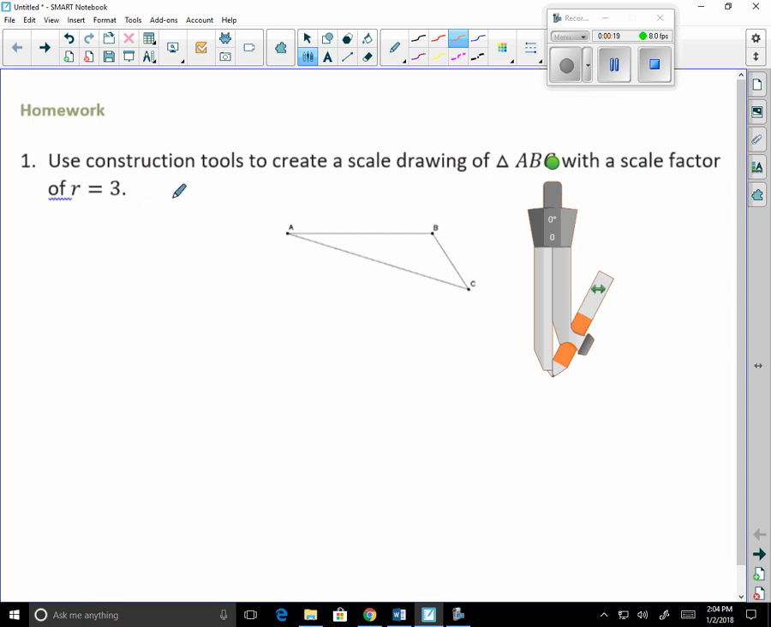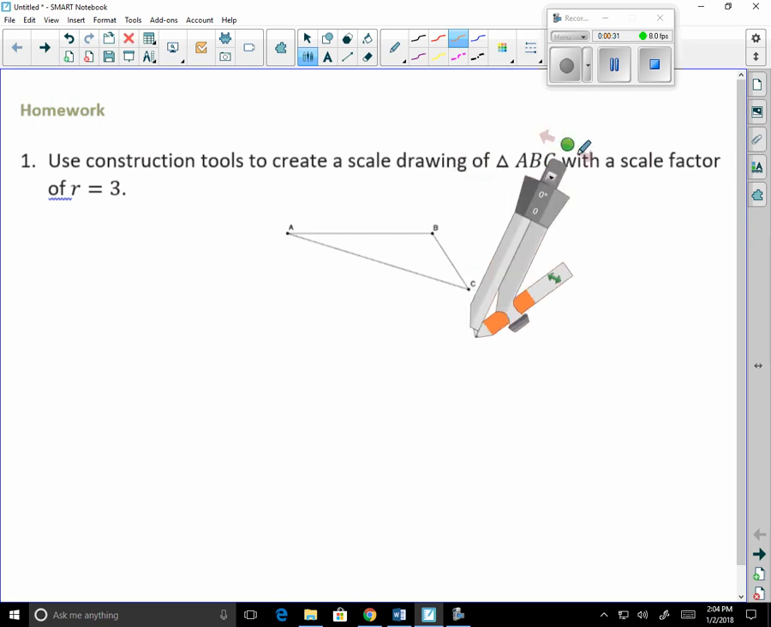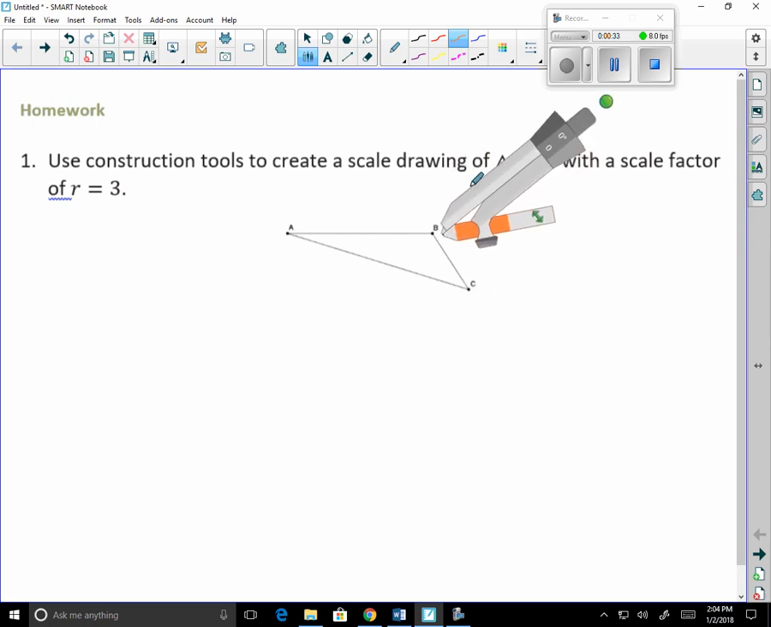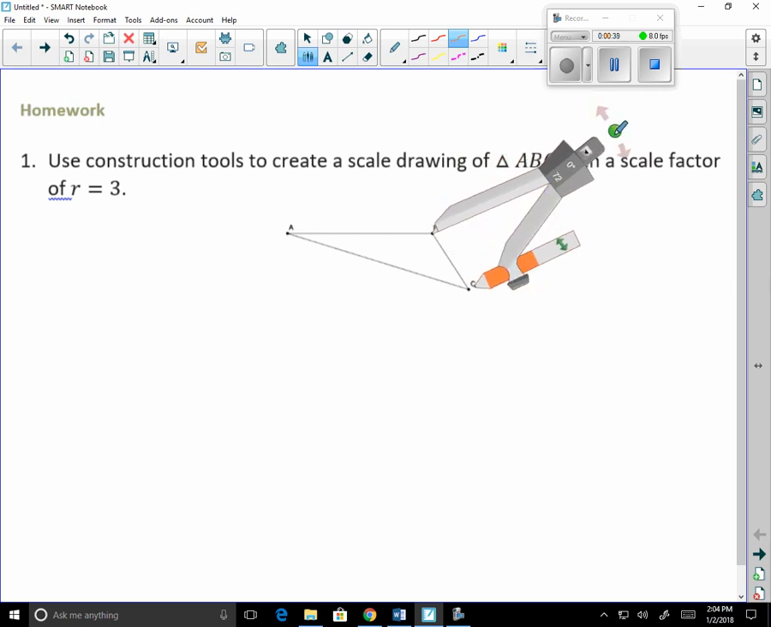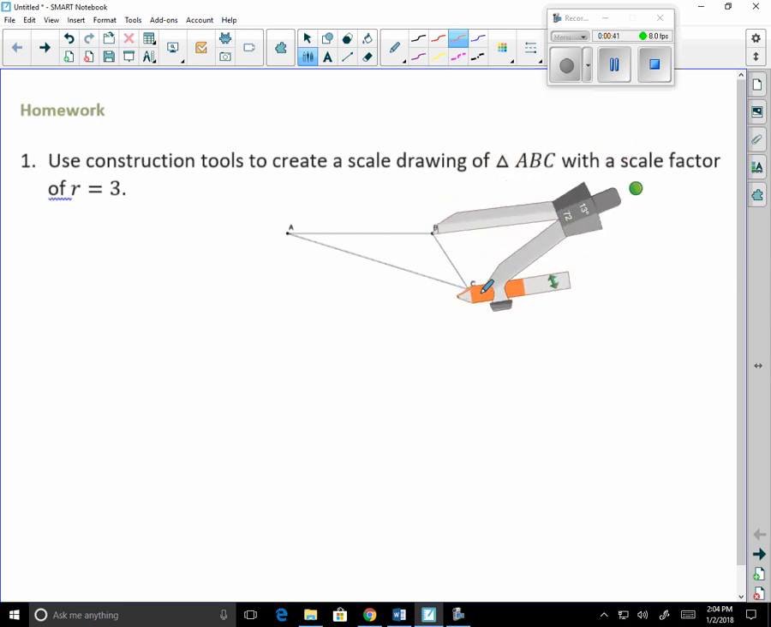our compass to be able to go through and multiply things or make things larger, if you will. So here we have a scale factor of 3, meaning I want to take each of these sides and make them 3 times bigger. So I'm going to start by making one of the points a point that doesn't change. So I'll make point B the point that doesn't change.